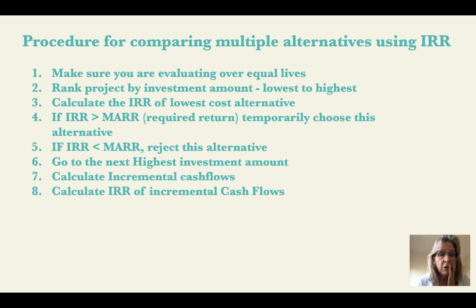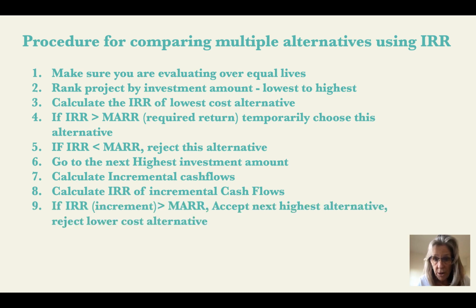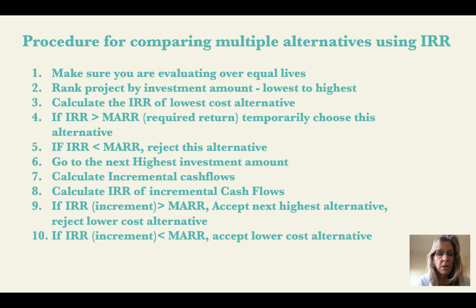Calculate incremental cash flows, calculate the internal rate of return on the incremental cash flows, and if the IRR on the increment is greater than MARR, accept the next highest alternative and reject the lower cost alternative. If it's the other way around, accept the lower cost alternative. And then repeat this until you've evaluated all alternatives.